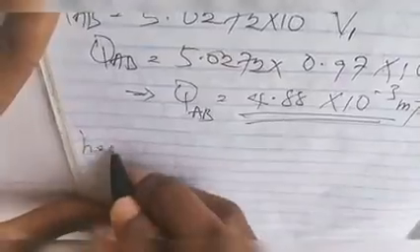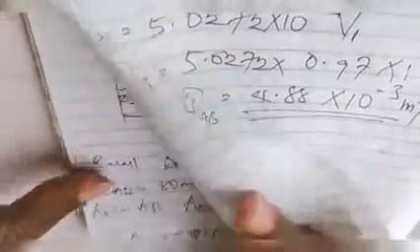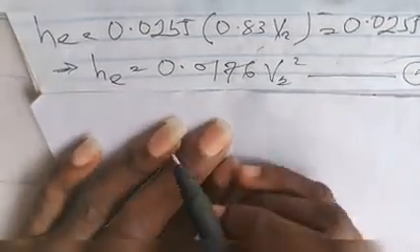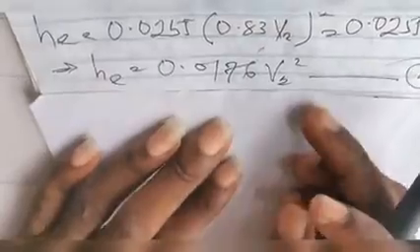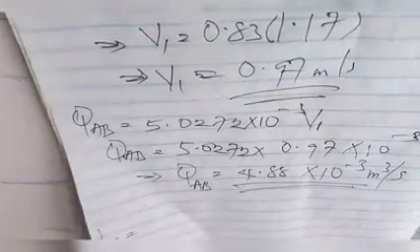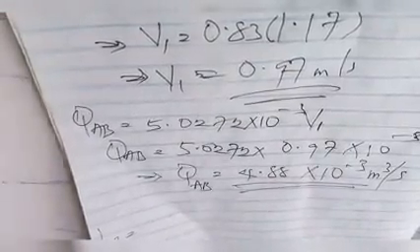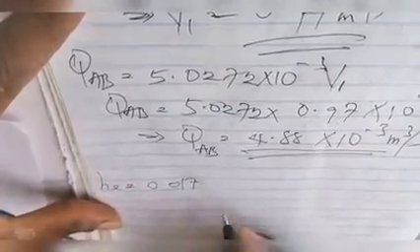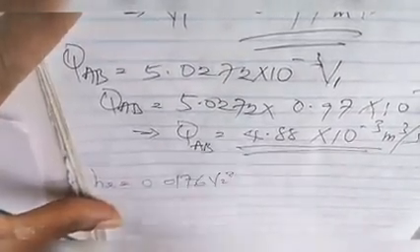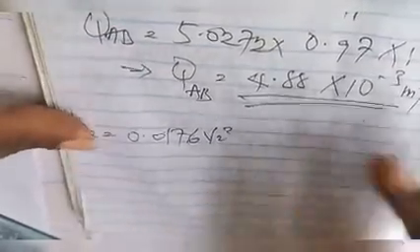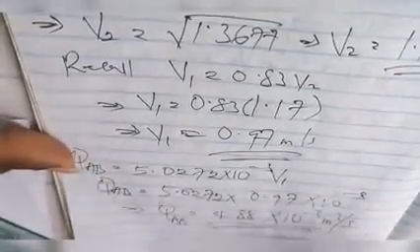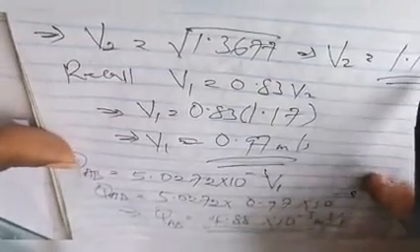Head loss due to entrance, we obtain its value to be 0.0176 V2 squared. Alright, so now we know the value of V2. We had V2 to be equal to 1.17 meters per second.